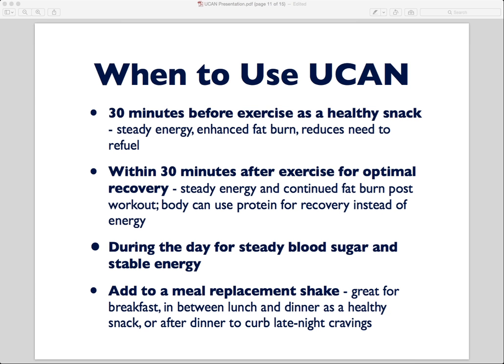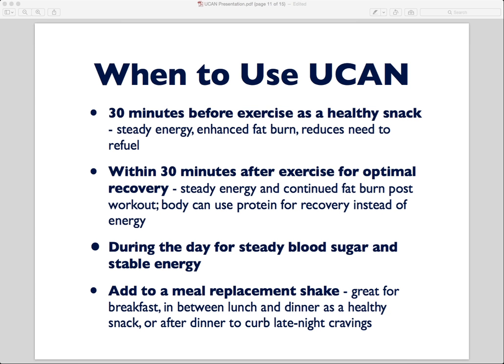Seth, we have a lot of questions here on using UCAN as a daily diet and using it for weight management. What are some tips that you could give to folks who want to implement UCAN into their daily diet as a healthy carbohydrate, to help manage weight?